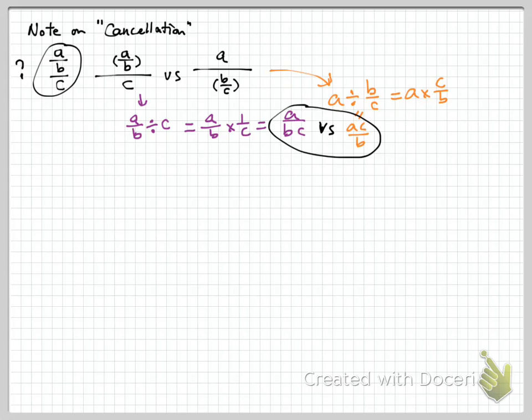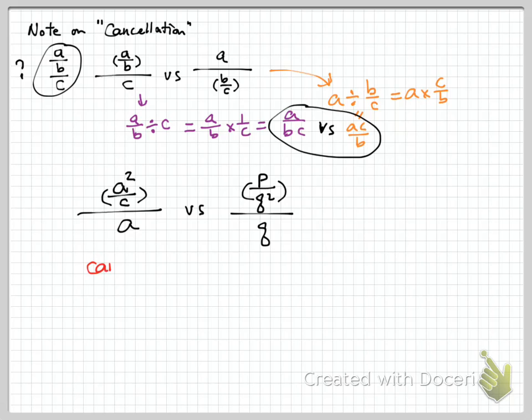Another point is that when you have some of the squares, people will always make mistakes like this, right? Something divided by a, and then we have another example like p over q squared divided by q. Alright, so can you cancel the a? Can you cancel the q? Think about that. Can you cancel the a? Can you cancel the q? It turns out that you can cancel the a in this case on the left hand side. You can cancel, all right. But for q, you cannot cancel.